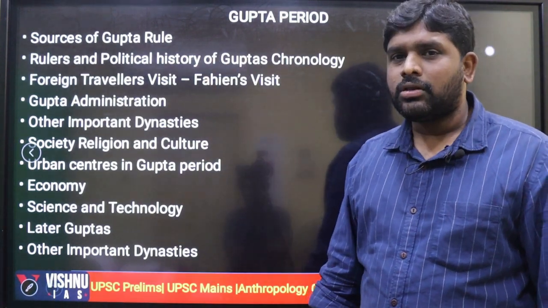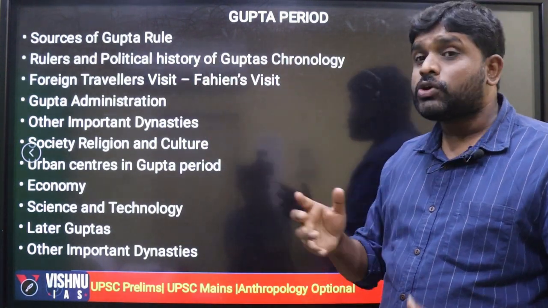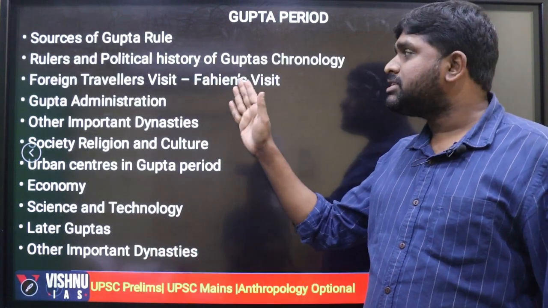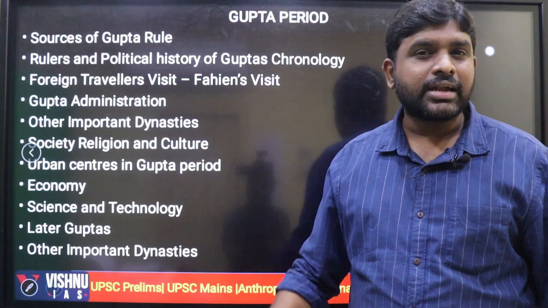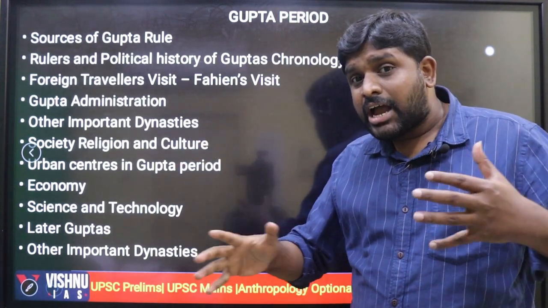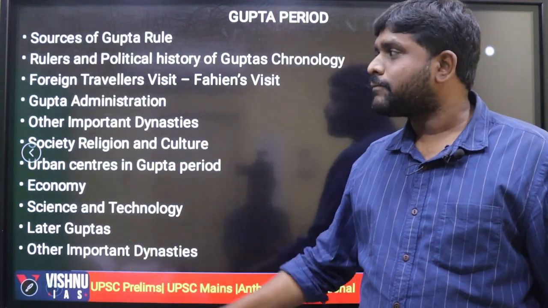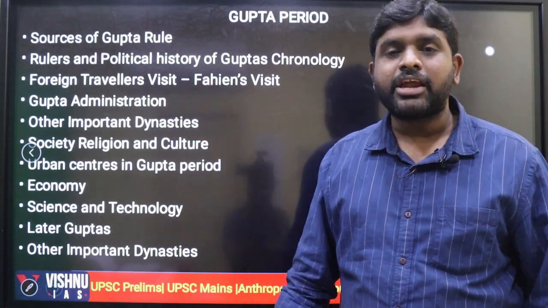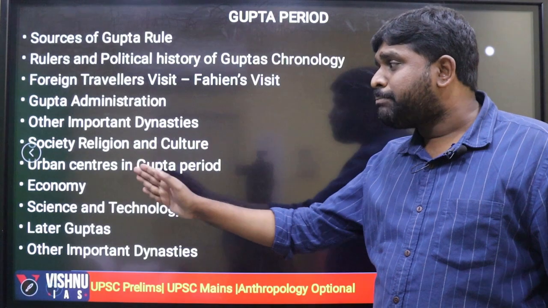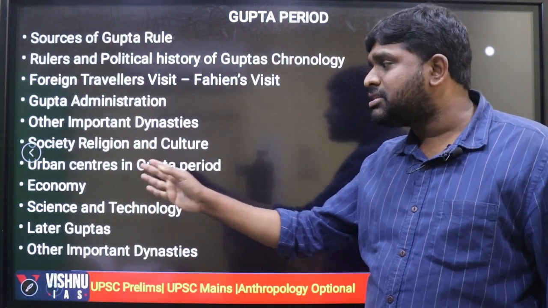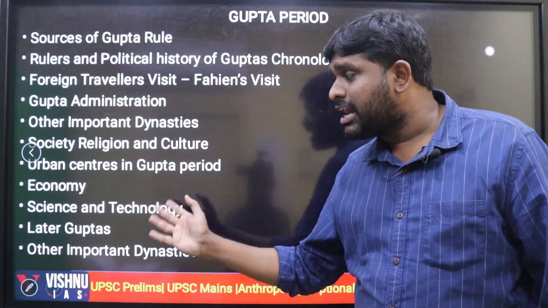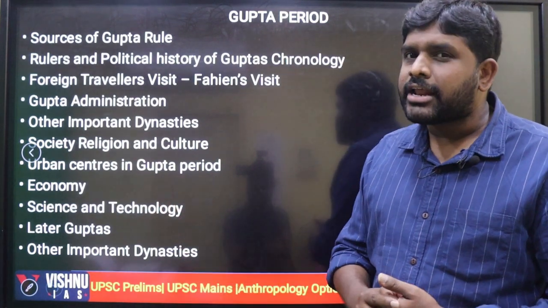Sources of Gupta rule. The rulers and political history of the Guptas, we need to know chronologically. Foreign travelers' visits, like Fa-Hien's visit in this Gupta time period. How the Gupta administrative system was. Other important dynasties contemporary to the Gupta period, you need to know about them. Urban society, religion, culture, urban centers in the Gupta period. What is the economy? How was science and technology? Later Guptas, other important dynasties.